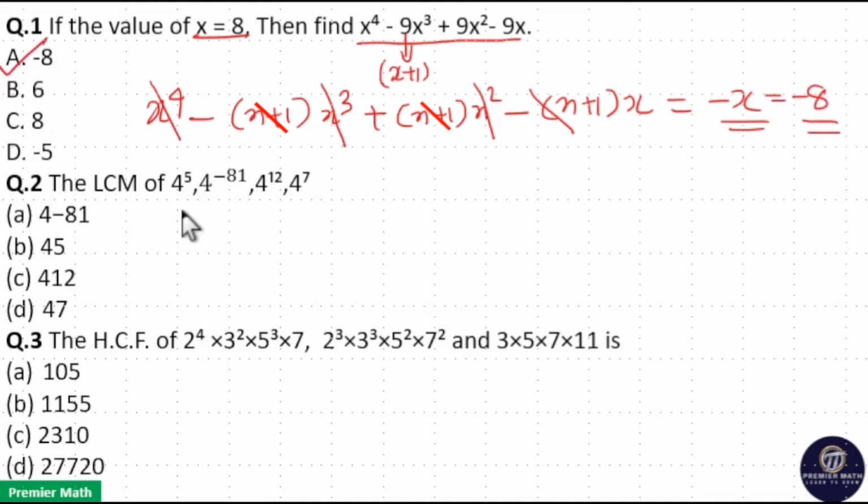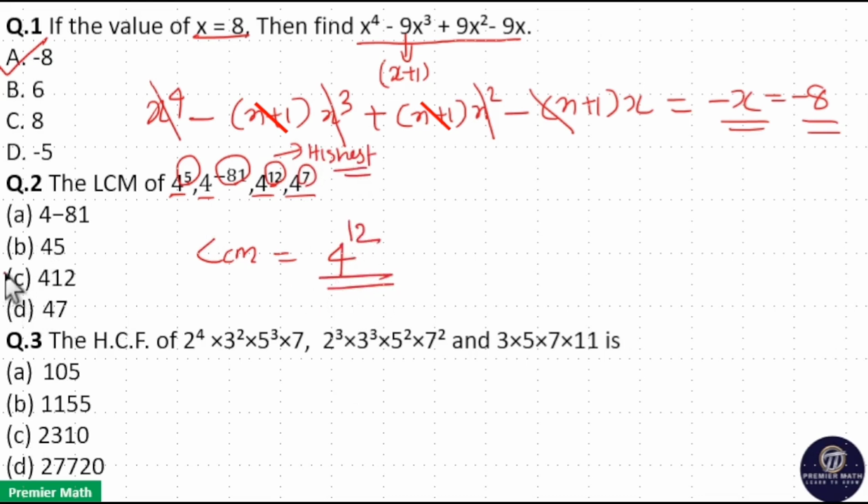In the second case, LCM of 4 raised to 5, 4 raised to minus 81, 4 raised to 12, 4 raised to 7. Here all the bases are 4. All bases are equal, so take the base as 4. Then if you look at the powers, these are 5, minus 81, 12 and 7. To take the LCM, take the highest power. Here the base is same, so take the highest power. Highest is equal to 12. So 4 raised to 12 is the LCM. Option C is your answer.